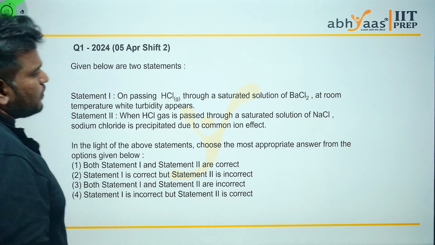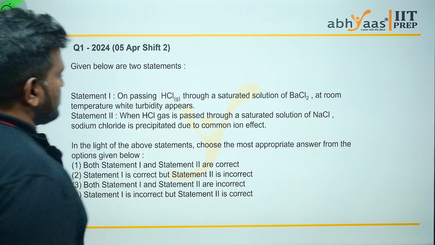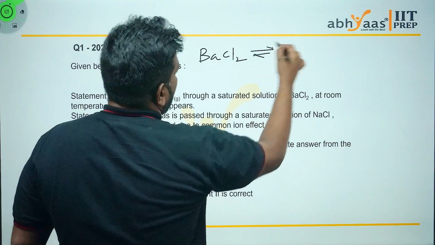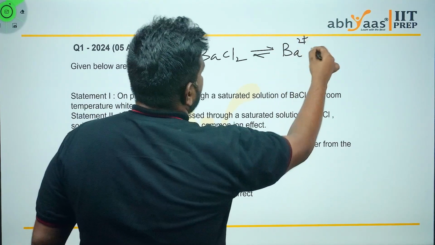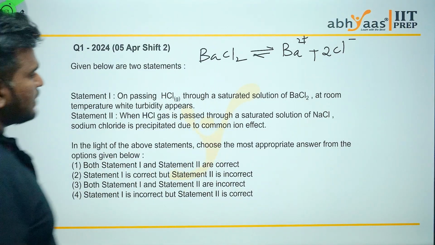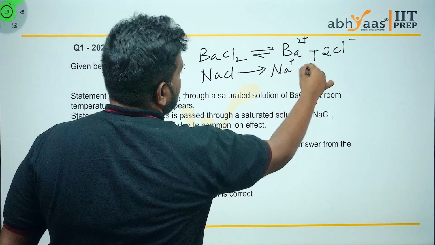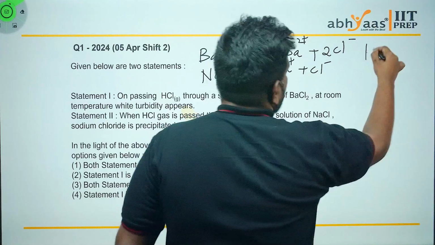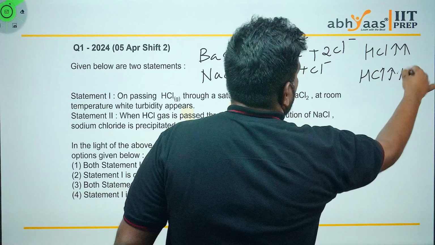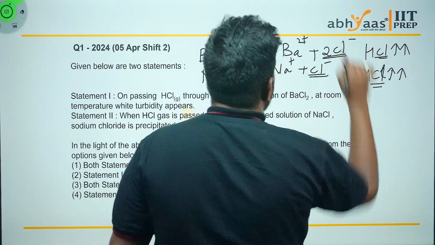On passing HCl through a saturated solution of BaCl2 at room temperature, white turbidity appears. So what is happening? BaCl2 will be dissociating into what? Ba2+ and 2Cl-. And in the second case, when HCl gas is passed through a saturated solution of NaCl, it will be dissociating into Na+ and Cl-. Now we are adding HCl. So you can see that we are having Cl, and Cl is present in both these compounds.